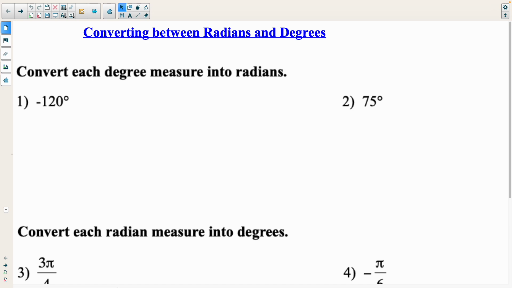Just for now, just know that radians is just another way to measure the opening of an angle. Instead of degrees, it's called radians. Okay, and radians are in terms of pi, so you'll see a pi in all of the radian measures. So first, we're going to go from degrees to radians.